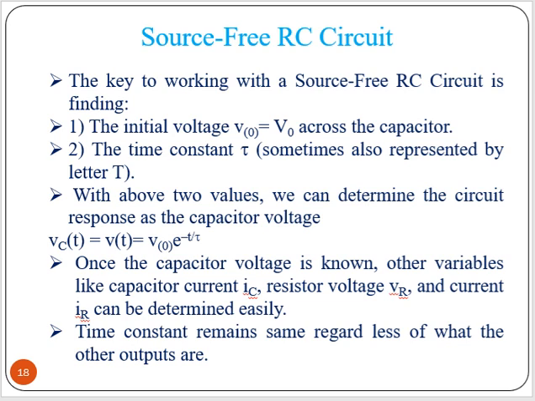So the key to working with a source-free RC circuit is that we first find the initial voltage V0 across the capacitor. Then we find tau, which is nothing but RC. Then we put that into the equation V(t) equals V0 e to the power minus t by tau. Once the capacitor voltage is known, we can find the capacitor current, resistor voltage, and current through the resistor very easily.